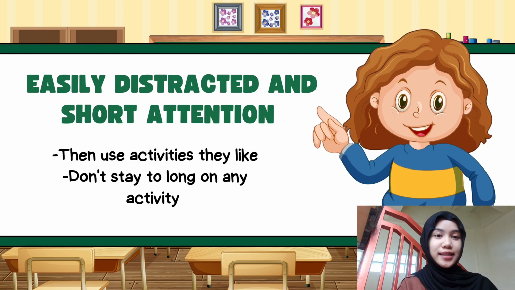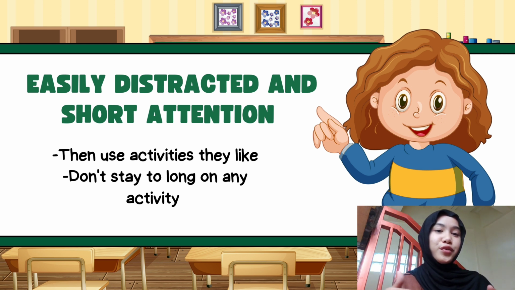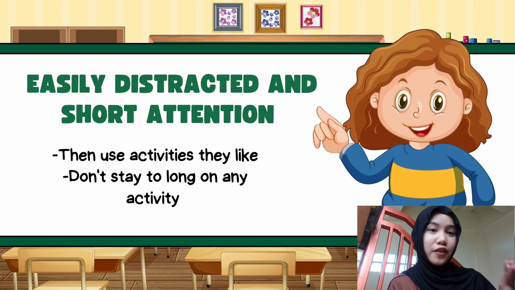Okay, the last characteristic is easily distracted with a short attention span. Young learners are easily distracted by something, and their attention is short. So how do we deal with these characteristics? We can use activities they like, such as games. Don't forget our voice should not be too loud, and we should use gestures during teaching. Don't stay too long on any activity, and we have to make sure that every activity is exciting for them.